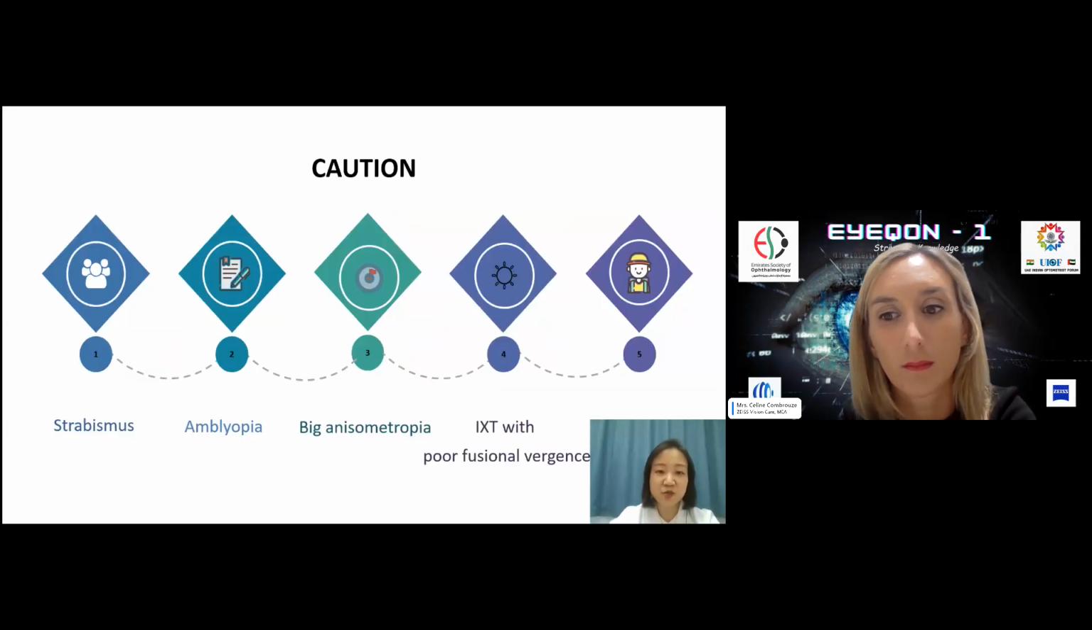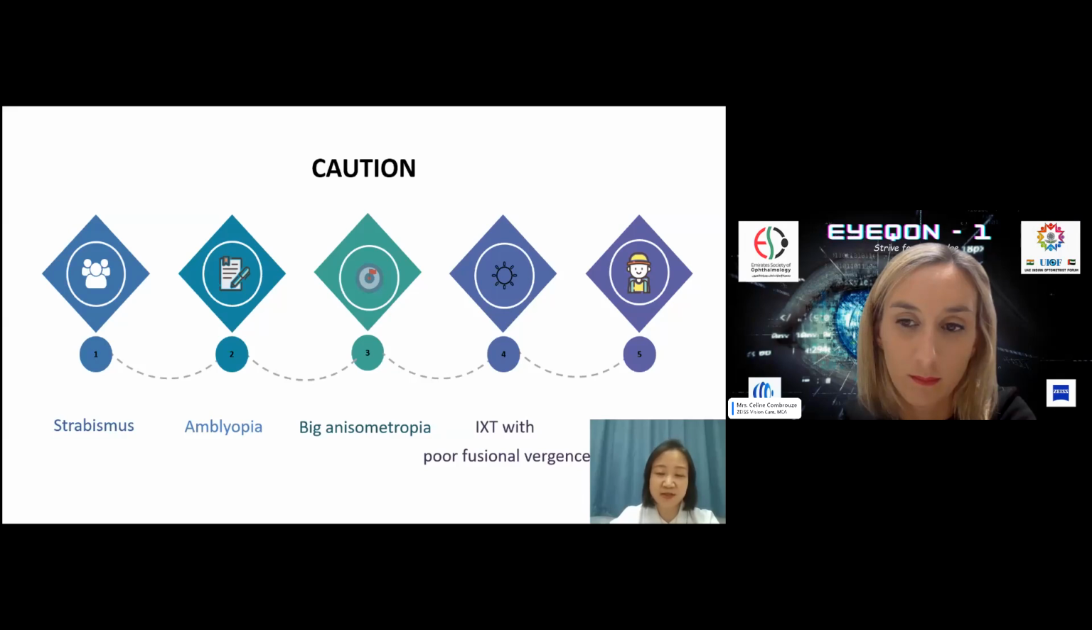Some patients need to be carefully fitted with myopia control lenses. For example, patients with strabismus and amblyopia are not recommended to wear myopia control lenses. For those with abnormal binocular visual function, it is recommended to do vision therapy first to improve the visual function before selecting the appropriate lenses. Caution is also needed in patients with intermittent exotropia.